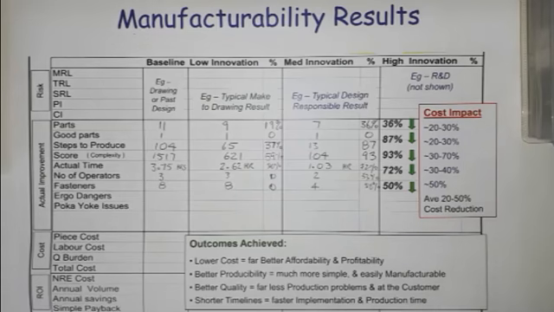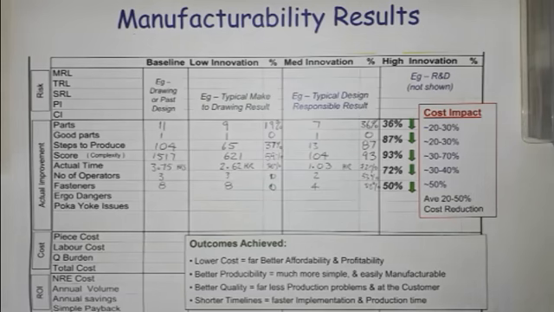The manufacturing complexity score has more than halved from 1500 down to 621. And the actual time to manufacture has gone from 3.75 hours to 2.62 hours, a 30% reduction. And this is a fairly typical result that you'll get if you're a make-to-drawing supplier from doing better manufacturability.